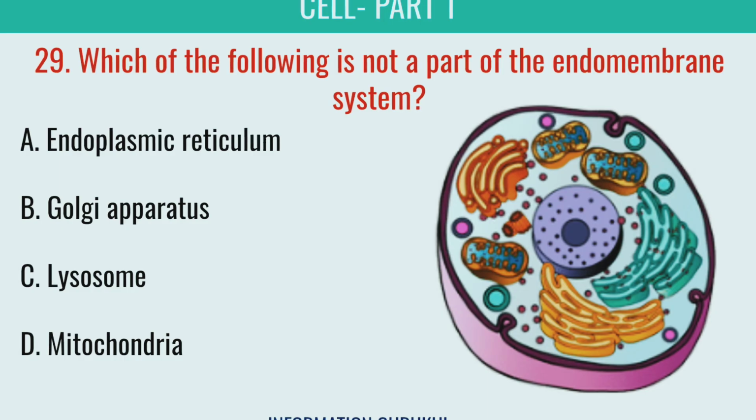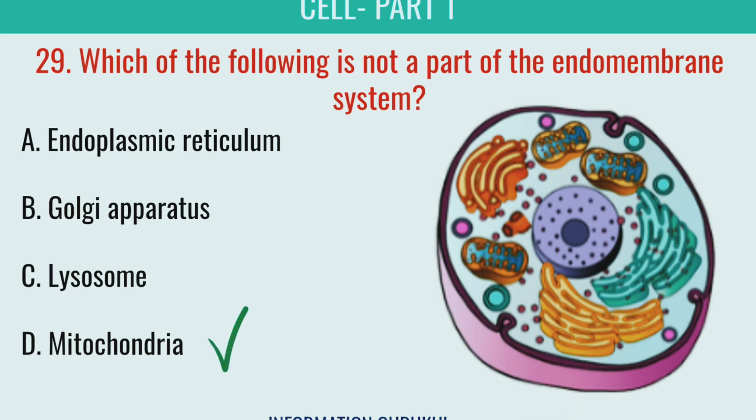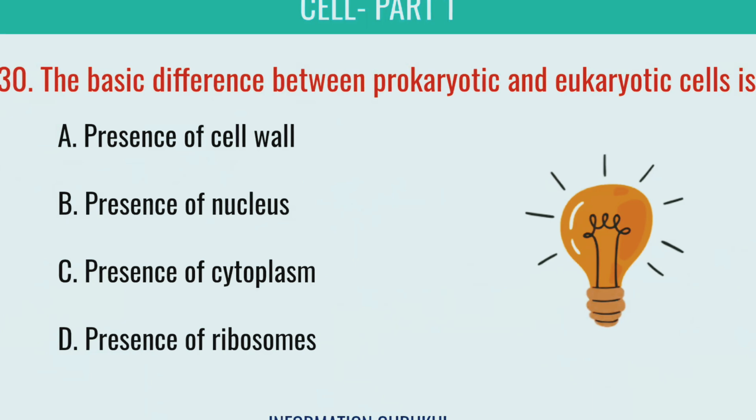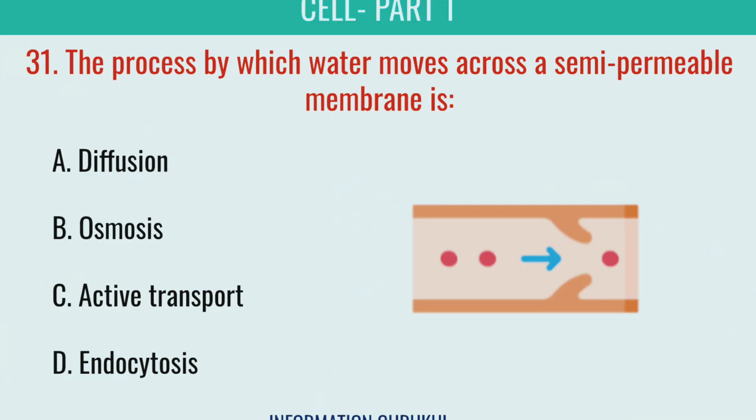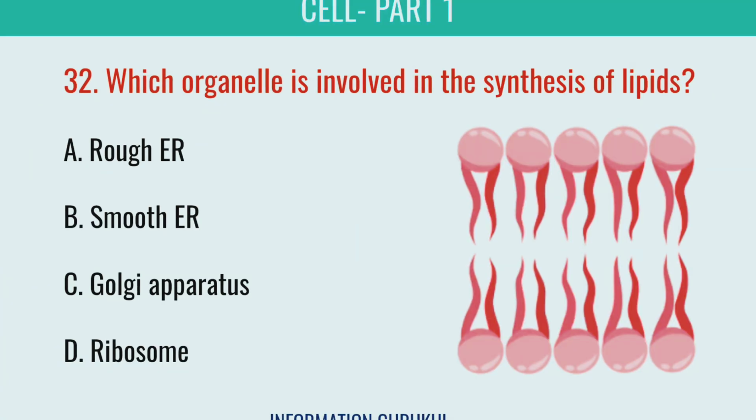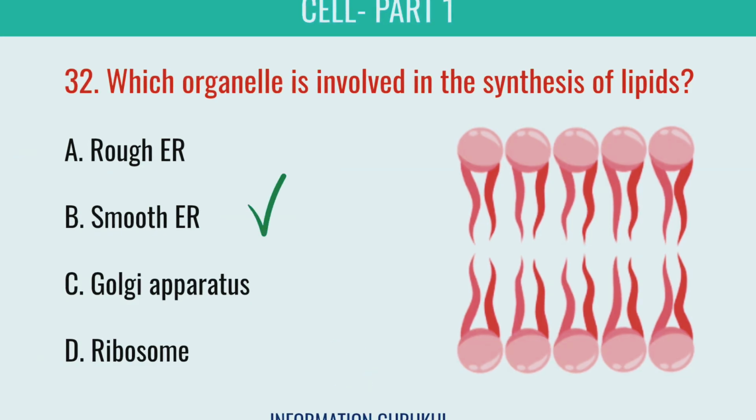Which of the following is not a part of the endomembrane system? Mitochondria. The basic difference between prokaryotic and eukaryotic cells is presence of cell wall. The process by which water moves across a semi-permeable membrane is diffusion. Which organelle is involved in the synthesis of lipids? Smooth endoplasmic reticulum.